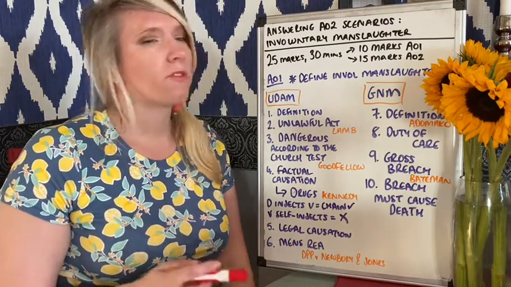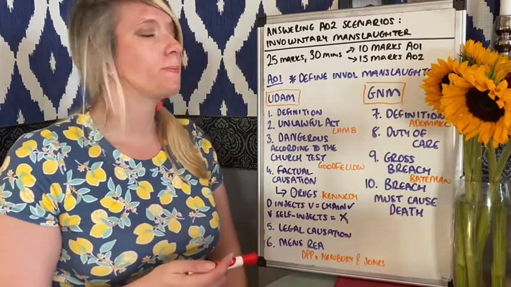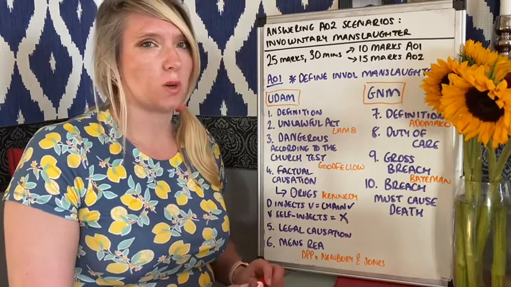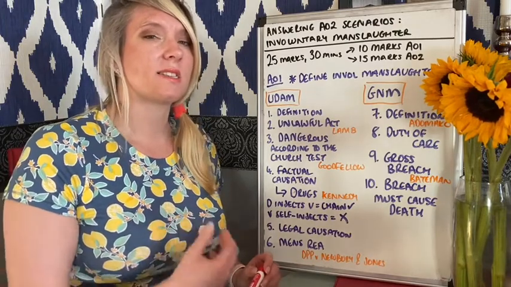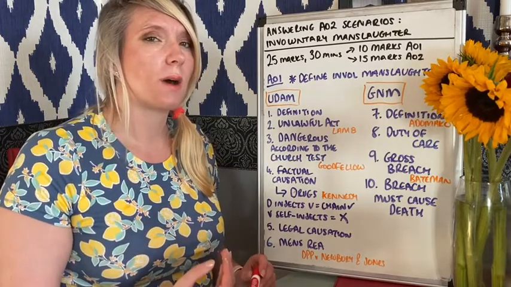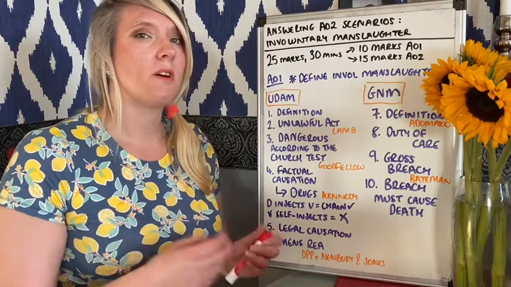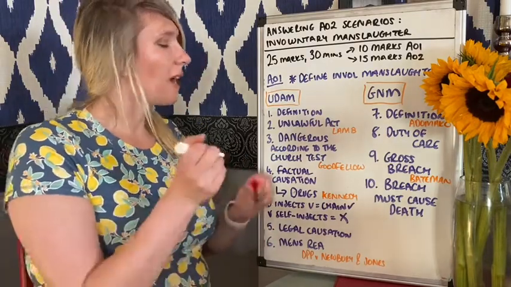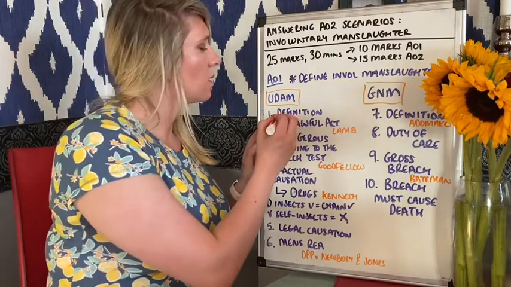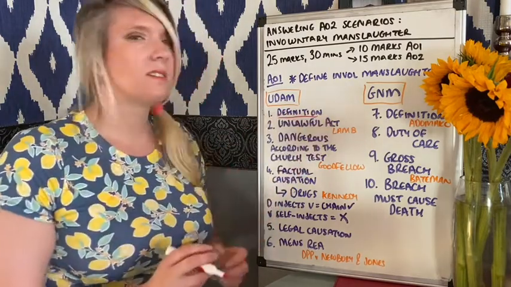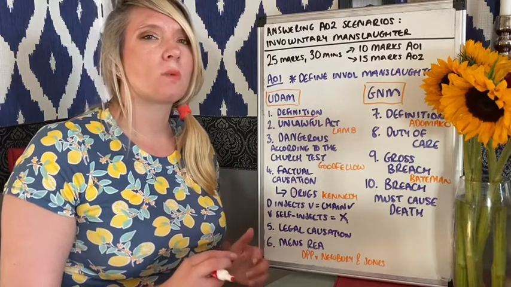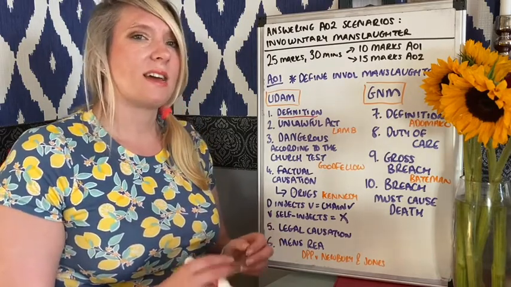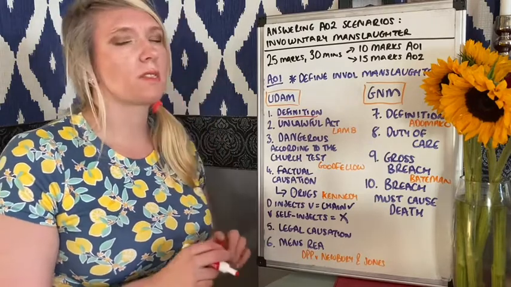Then I would go through the two different types. So I call unlawful act manslaughter UDAM for short, and the reason for that is because the D stands for dangerous. It's a really important part. So if you remember it as UDAM, fingers crossed you'll remember the whole definition. So how do we get those 10 marks? First, define the law. Really good way of starting your essay is: unlawful act manslaughter is, or involuntary manslaughter is.